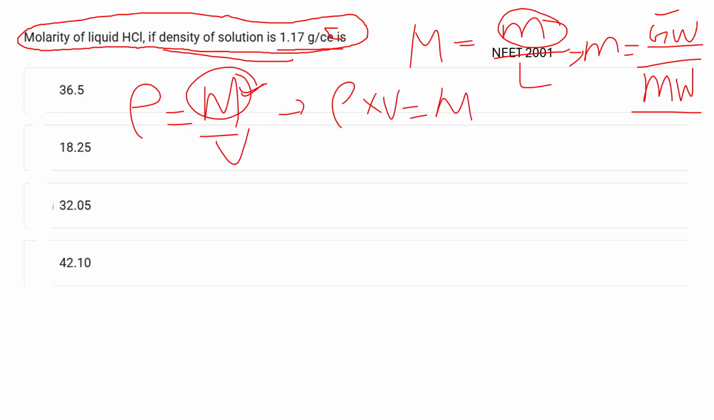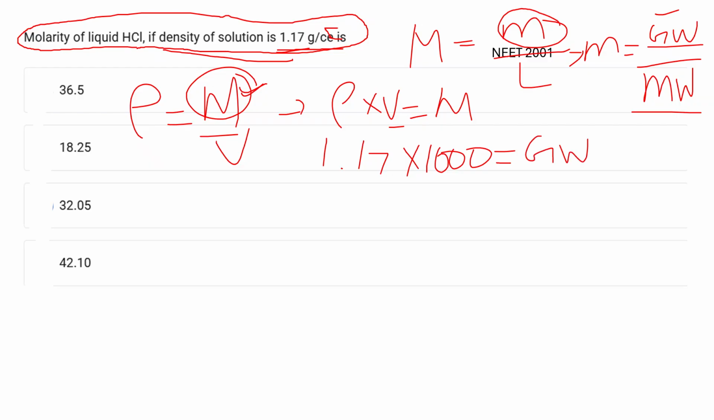What is rho, then what is v? V is nothing but 1000 ml in general, 1000 ml or else 1 liter. Generally, if we take anything, it is nothing but 1 liter or 1000 ml. Density is 1.17 multiplied by 1000 ml. It will give the given weight or else mass. I am taking it as the given weight.